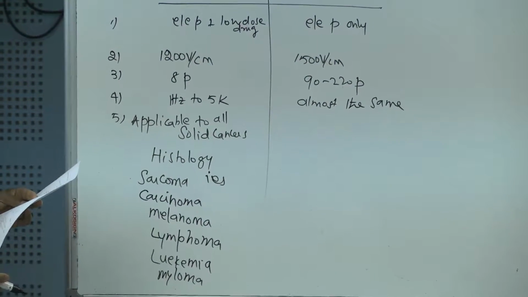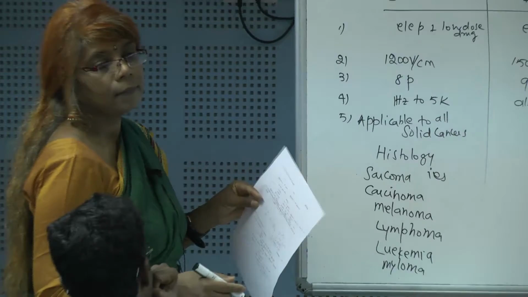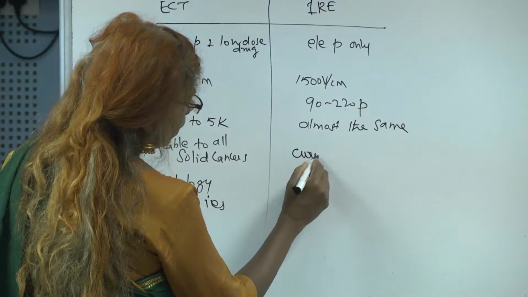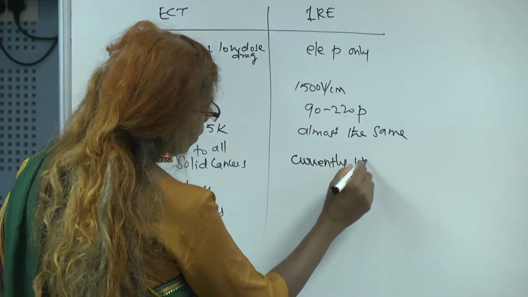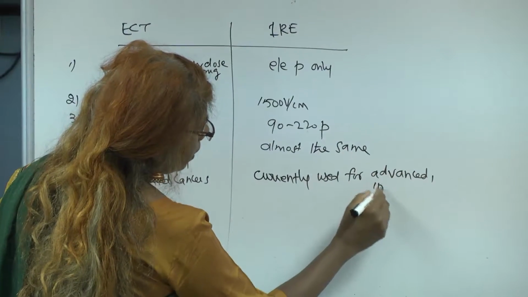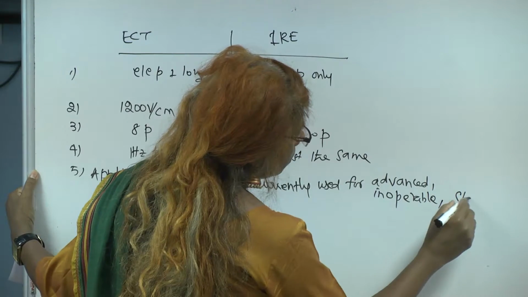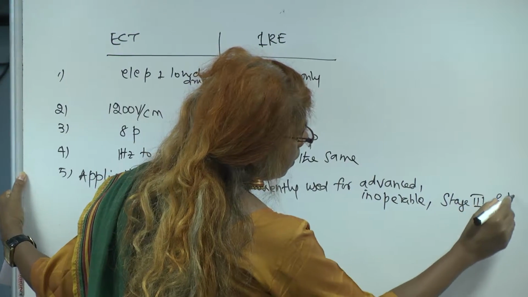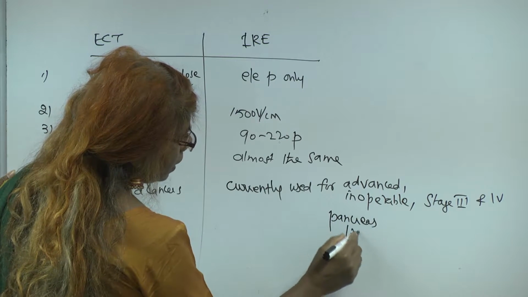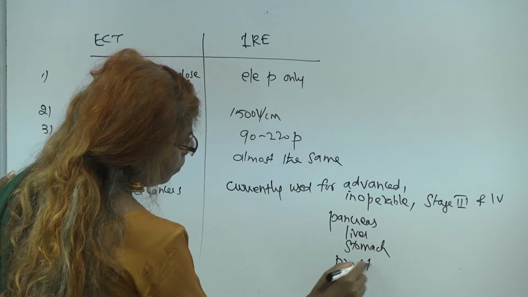What about IRE? Currently, remember, it is still developing. Currently used for advanced, inoperable, irresectable, stage 3 and 4 cancers. Which ones? Pancreas, pancreas number 1, liver, stomach, and of course prostate cancer. Prostate is the most common.